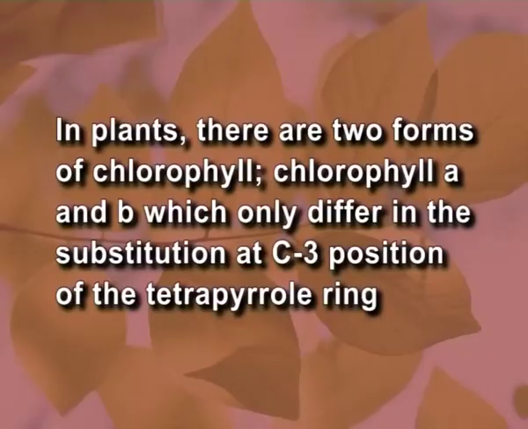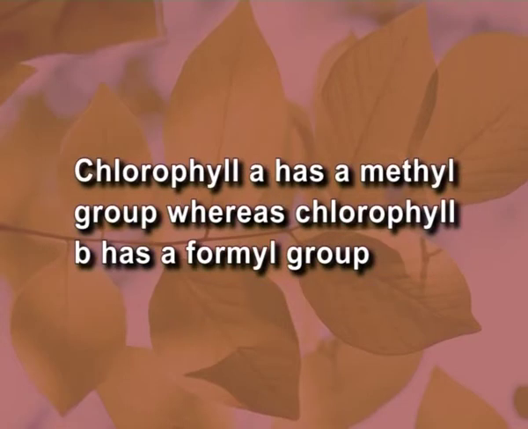In plants, there are two forms of chlorophyll, chlorophyll a and b, which only differ in the substitution at the C3 position of the tetrapyrrole ring. Chlorophyll a has a methyl group, whereas chlorophyll b has a formyl group. It is water insoluble in nature and can be extracted with the use of organic solvents. Chlorophyll can be made water soluble by saponification, in which case it is called chlorophyllin.